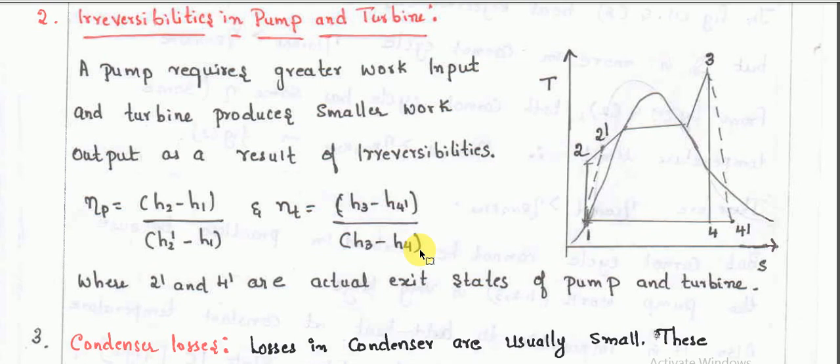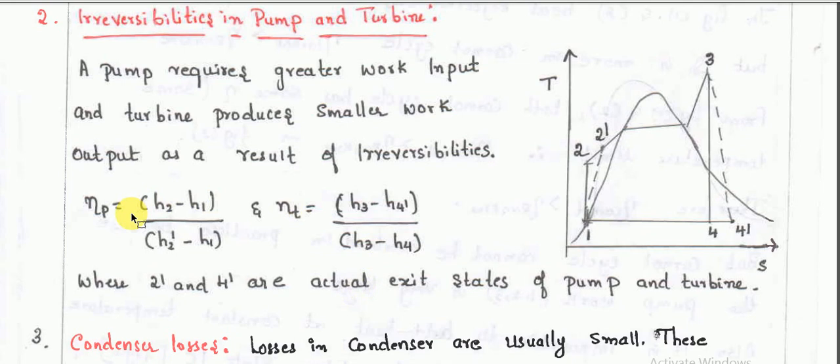So H3 minus H4 is what? An ideal expansion process. The amount of work done in H3 minus H4 will always be greater, while that of H3 minus H4 dash will always be less because of the friction losses. So we can say this is an input, this is an output. Ideally it should have been H3 minus H4, but it is not so. It is H3 minus H4 dash. So H3 minus H4 dash by H3 minus H4, that is the turbine efficiency.